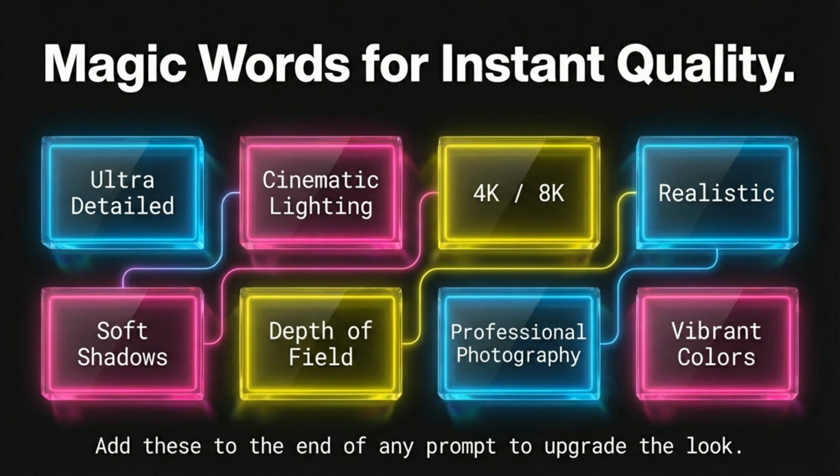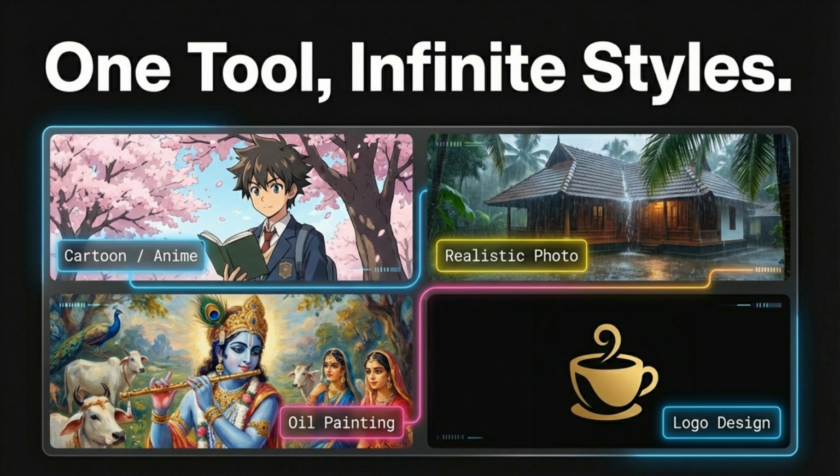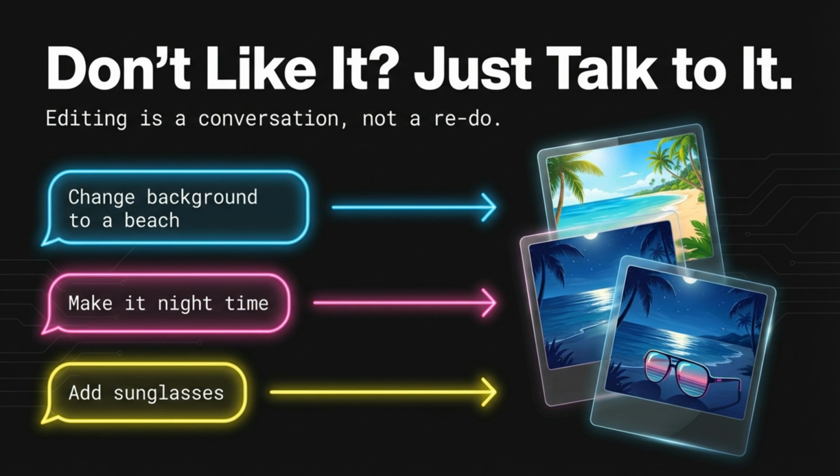Use magic words to instantly upgrade your image quality. Adding terms like ultra-detailed, cinematic lighting, or professional photography to the end of any prompt will enhance the look. With one tool, you can generate infinite styles, from cartoon/anime and realistic photos to oil paintings and logo designs. The possibilities are vast. If you don't like the image, just talk to it.